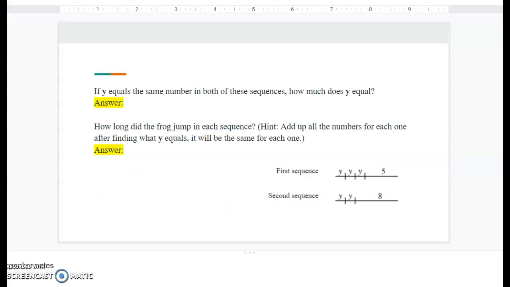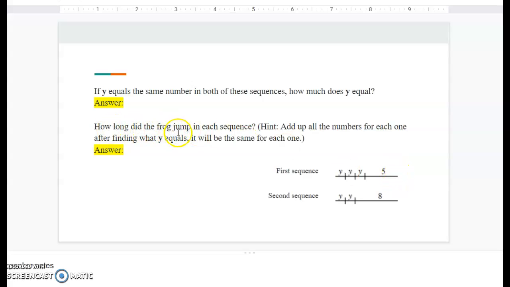You have 2 slides to complete, and they both follow the same directions. If y equals the same number in both of these sequences, the first and the second, how much does y equal? So you have to figure out what the letter y is equal to. So you could do 8 minus 5 to find out that answer.